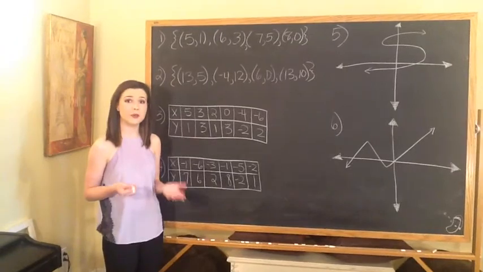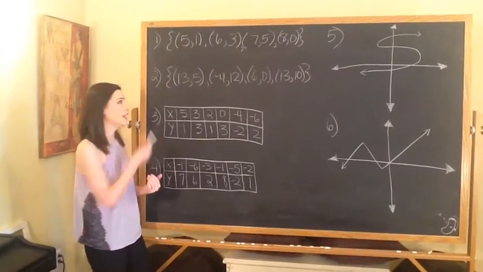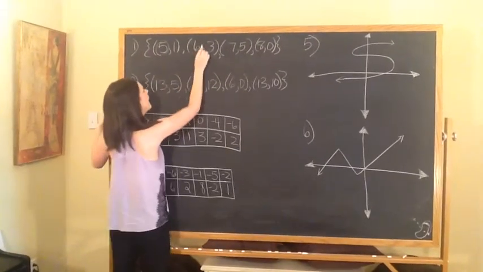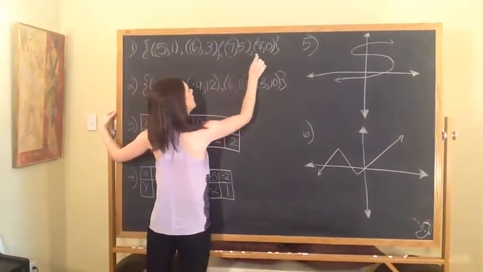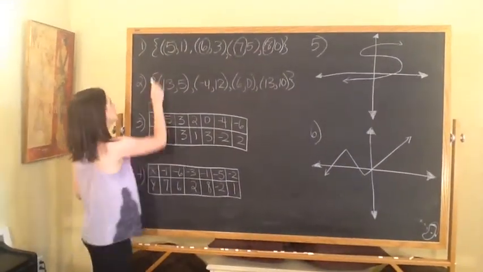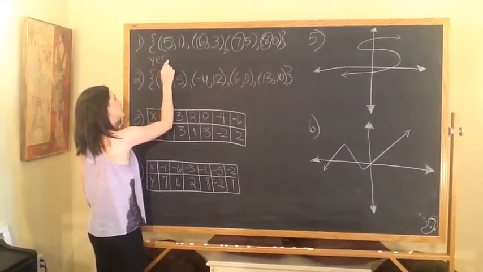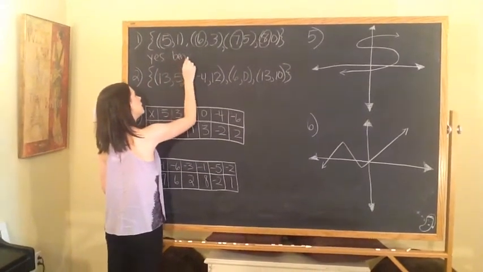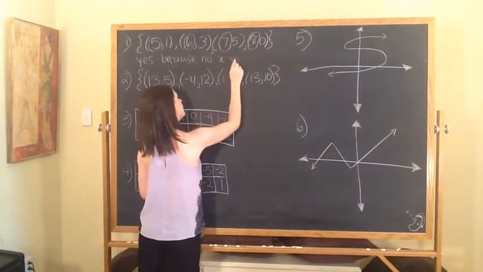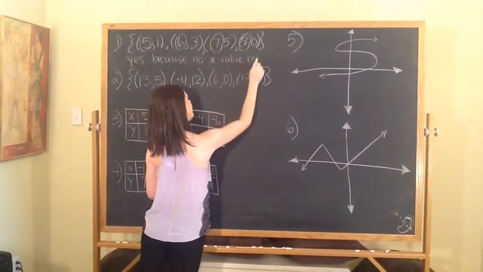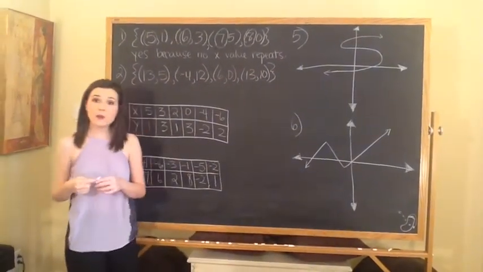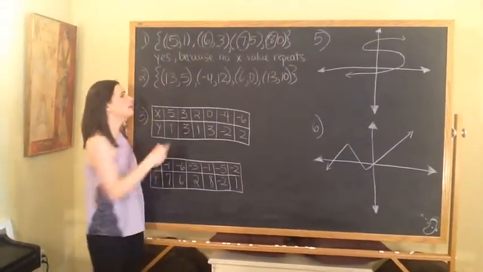First what I'm going to do is identify all of my x values in my list. An x value is the first number in an ordered pair, so we have 5, 6, 7, and 8. I notice that none of my x values repeat, so I'm going to say, yes, it is a function because no x value repeats. That would be a complete answer, something that I would like to see on your paper.